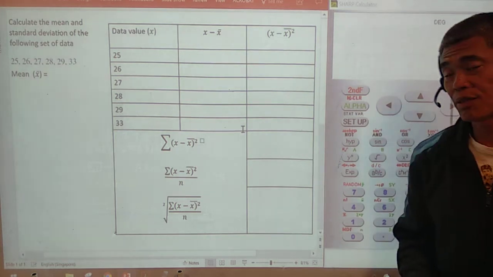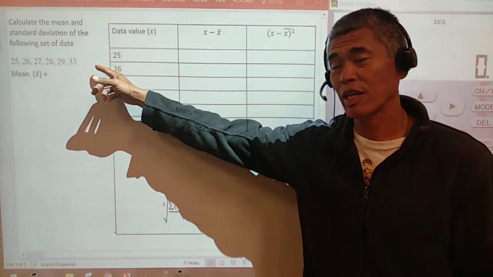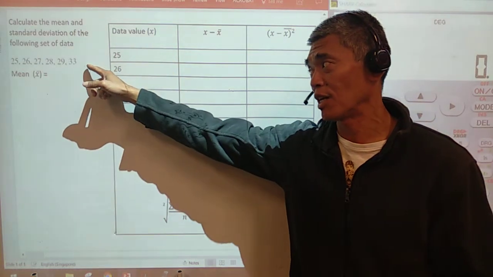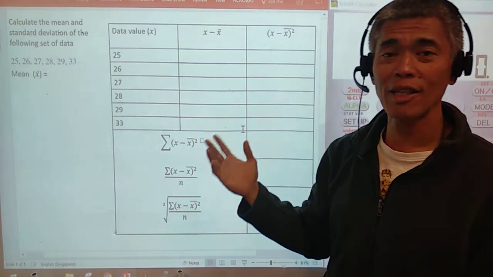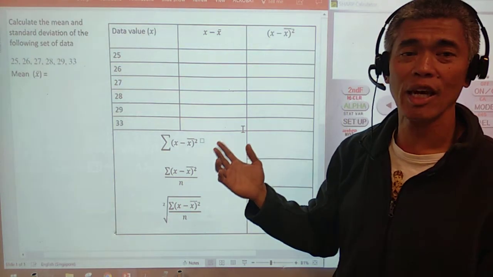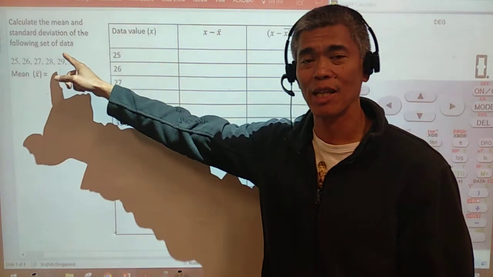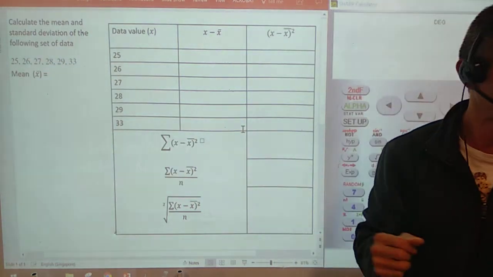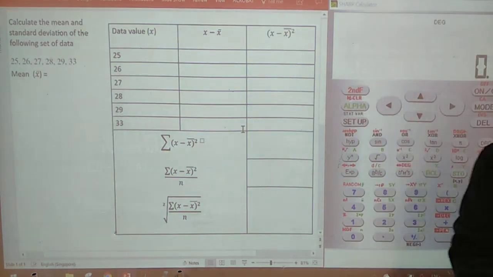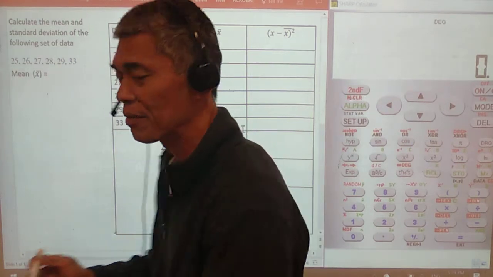Alright, in this video, I'm going to show you how to manually calculate the standard deviation of a set of data. Now, the standard deviation is the average difference between each of the values and the mean of the set. So, the first thing we're going to do is to work out the mean.